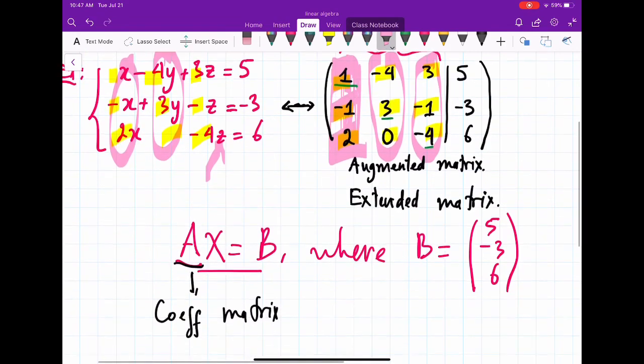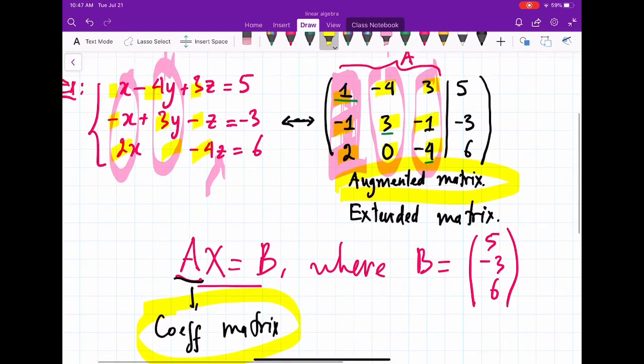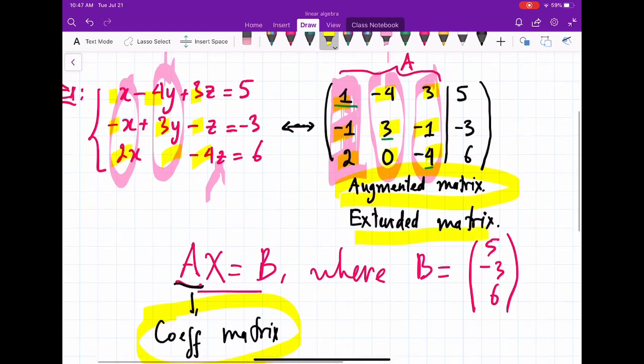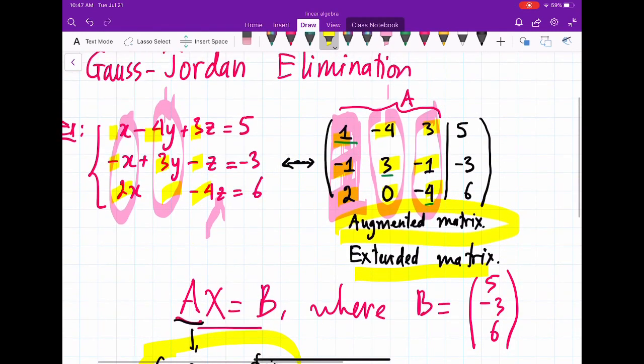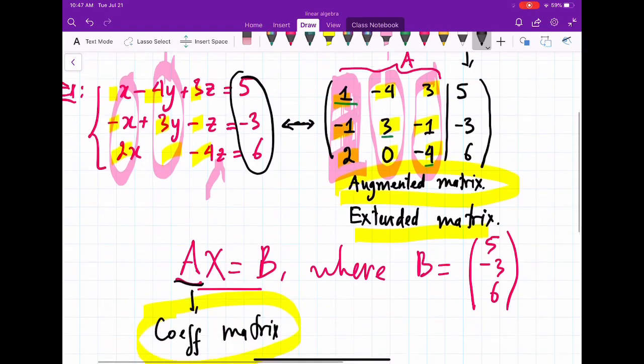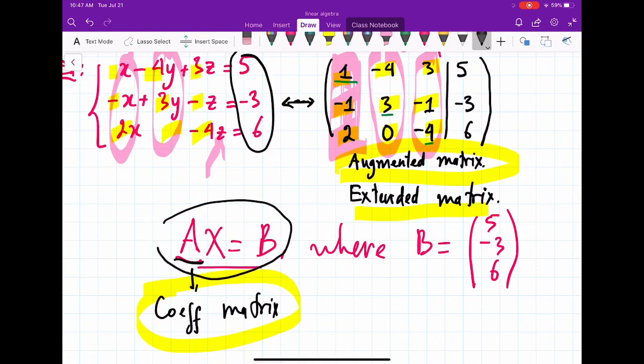Okay, so you have the coefficient matrix in here and the augmented or extended matrix in here. The extended or augmented matrix has one more column. That is the free terms. It's right here. Does that make sense? So this is about the names of matrices in this system. Okay, now let's solve this.